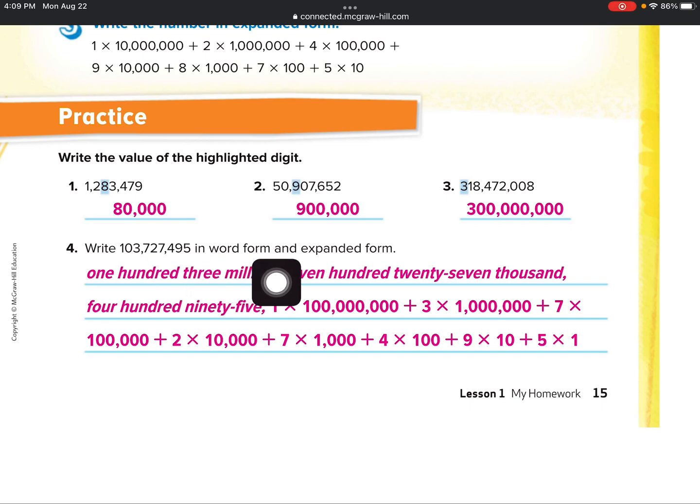Right here it's asking word form and expanded form. So here's our word form and our expanded form. Please make sure you do 1 times 100 million. Plus, and then continue on. Push pause if you need to get that information down.